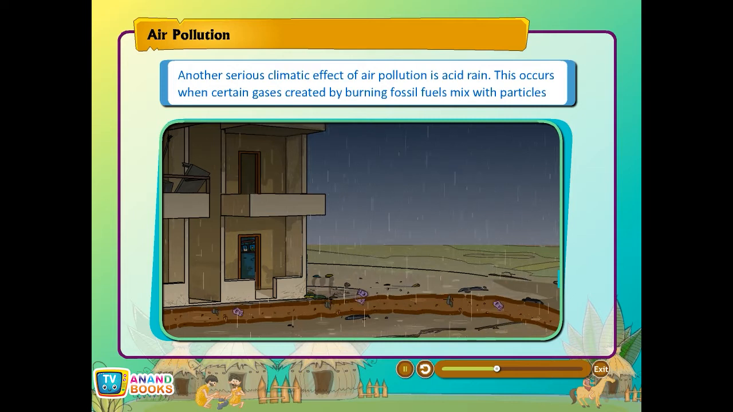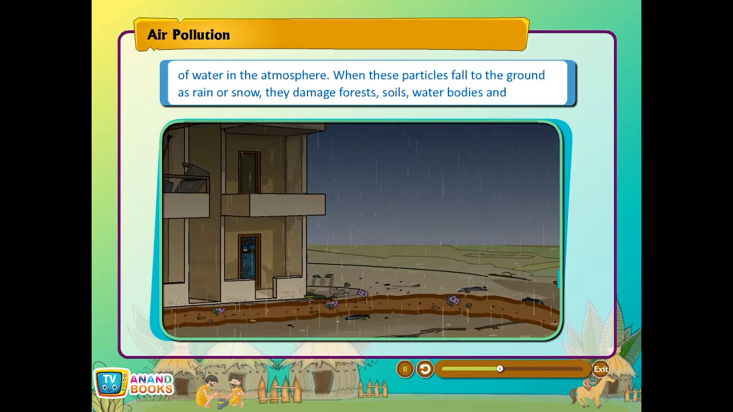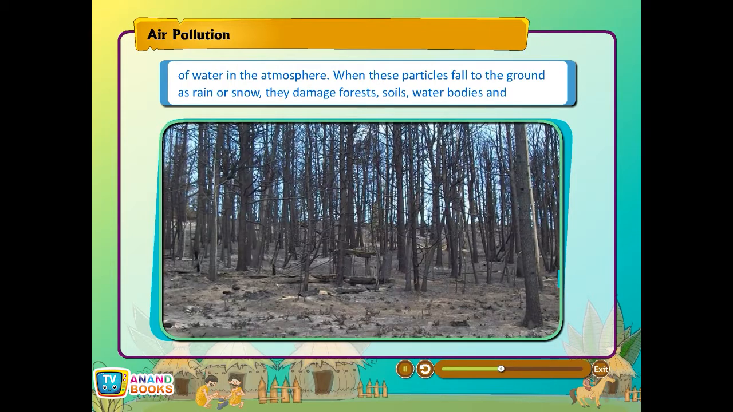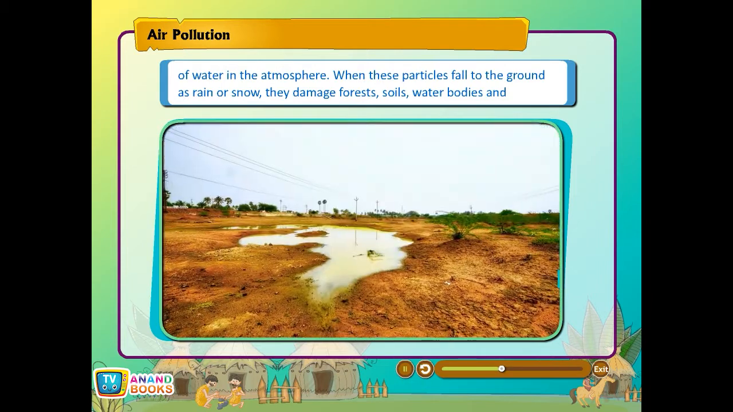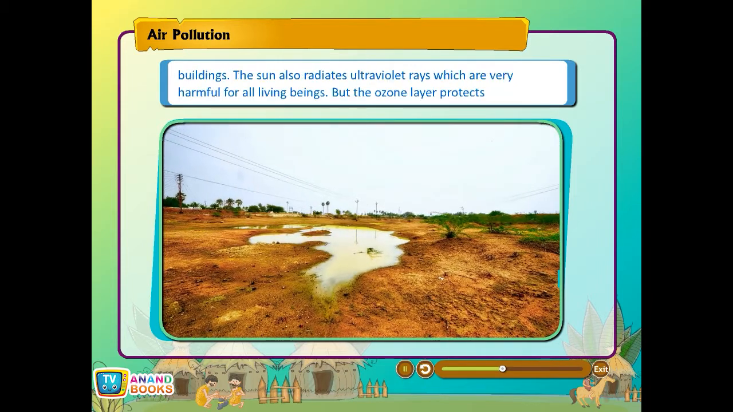Another serious climatic effect of air pollution is acid rain. This occurs when certain gases created by burning fossil fuels mix with particles of water in the atmosphere. When these particles fall to the ground as rain or snow, they damage forests, soils, water bodies, and buildings.